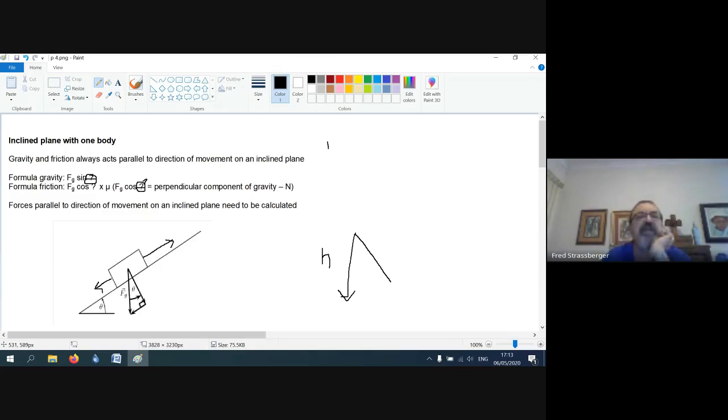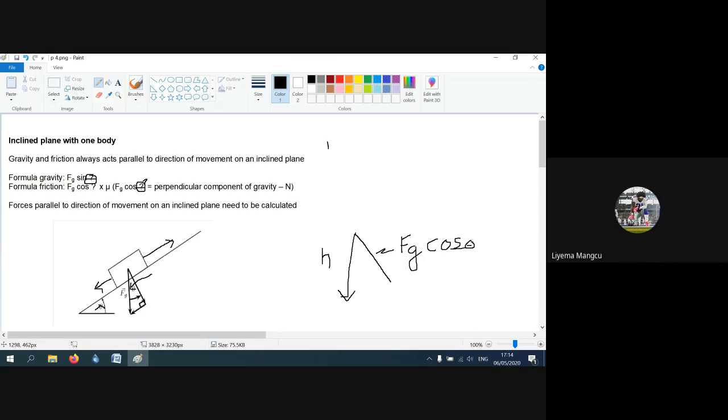Now that force is F perpendicular, doesn't really matter what you call it. If we look at that angle theta, this force, which is a component of the gravitational force, is equal to Fg, which is mass times gravitational acceleration, multiplied by cos theta. The angle theta there is equal to the angle of the inclined plane. Sir, is it the Fg that uses cos?